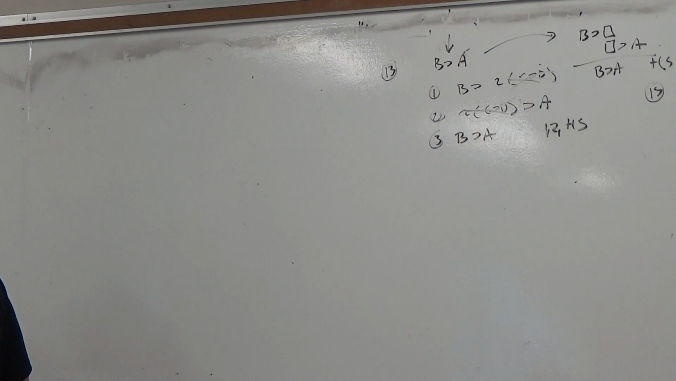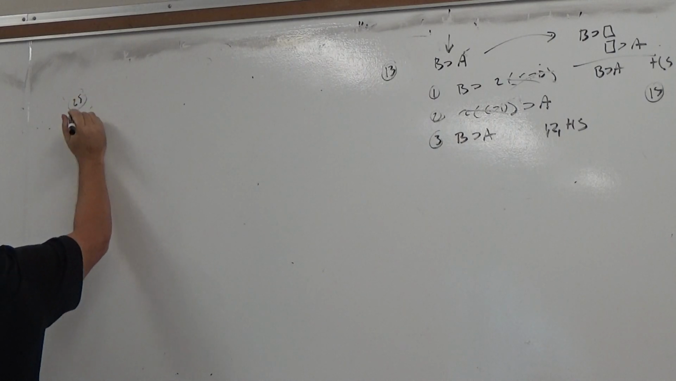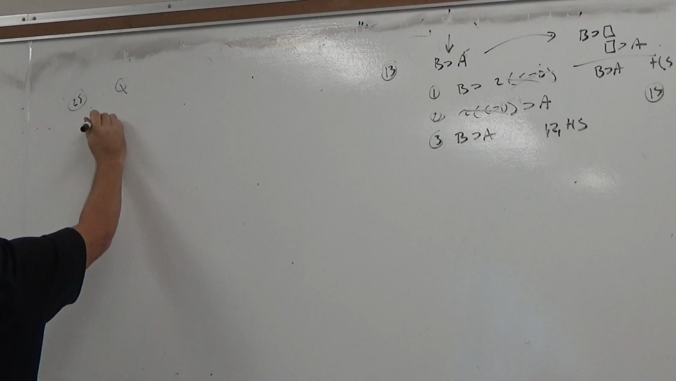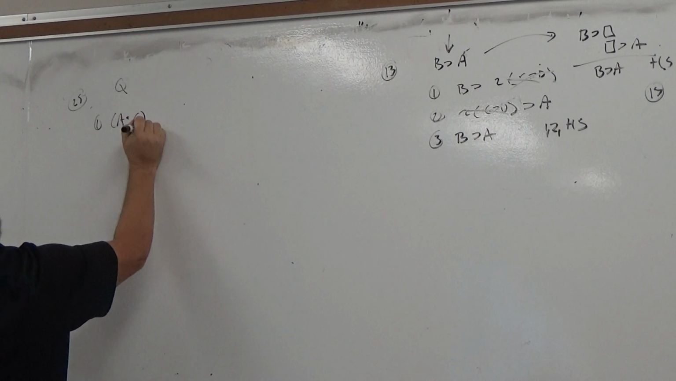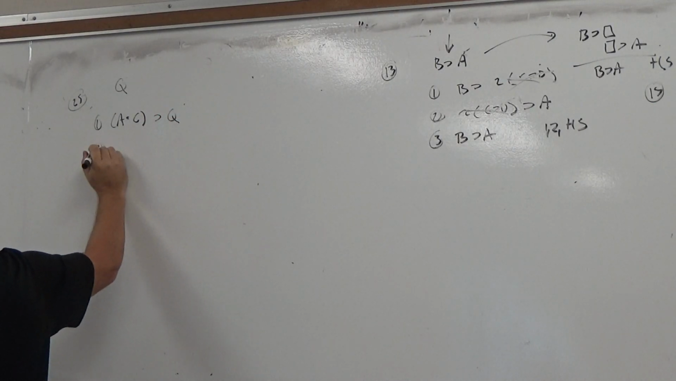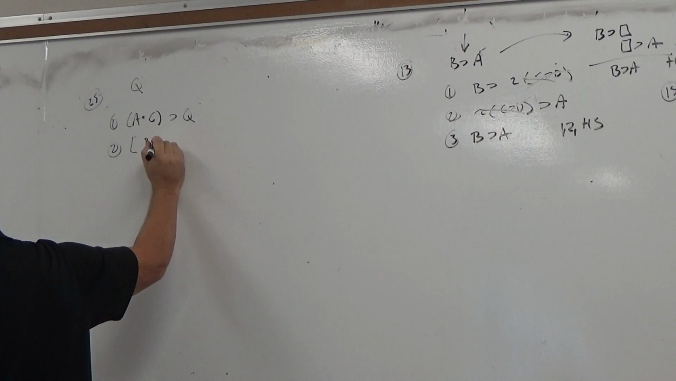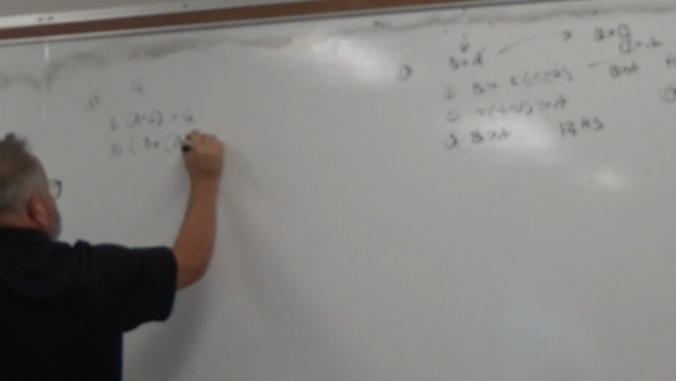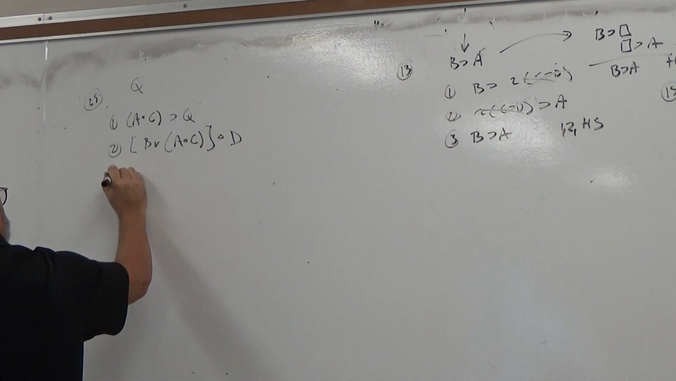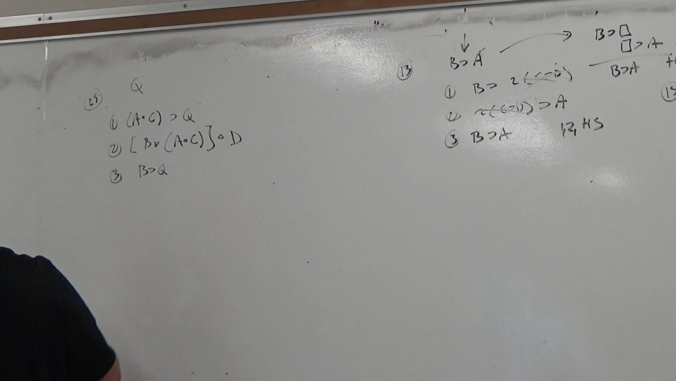So I'm on 25? Okay, 25. Okay, and this is going to involve the use of a rule we haven't used yet. This is A and C, then Q, and 2 is B or A and C, and D, and 3 is B then Q.